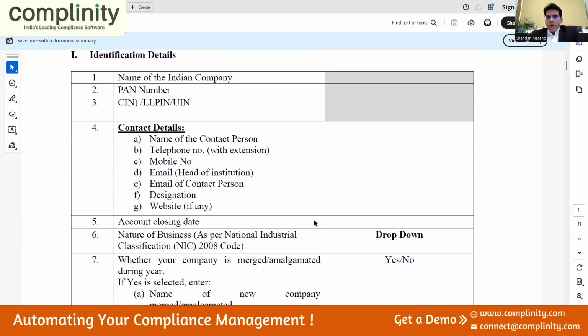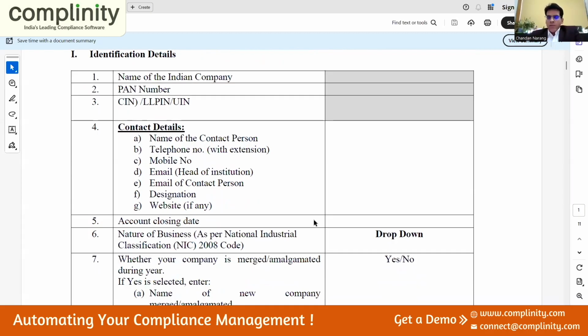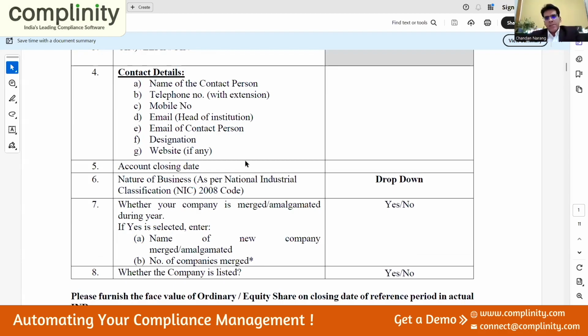Then comes the contact details: name of the contact person, telephone number, mobile number, etc. This is the authorized person, who has been registered as the authorized person also. So we need to fill in these details. Email ID, head of institution, for example CEO, CFO, if you need to mention that. They need to know who is the head of institution, or whom they can hold responsible in case of any non-compliance. The contact person is there to work on the filings and deal with RBI on day-to-day matters, but the head of institution is the one who is responsible. So we need to see who is actually responsible for all these compliances, and accordingly provide the email ID of that person, designation, and website if any of the company.